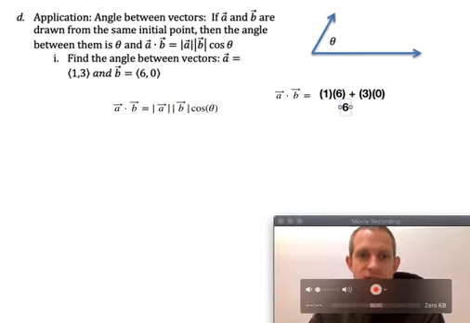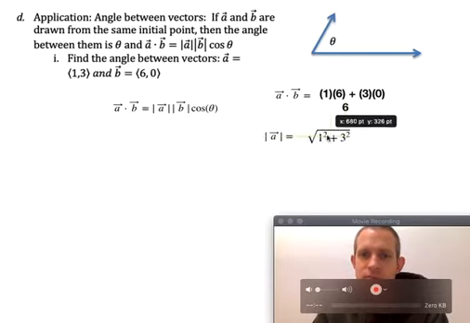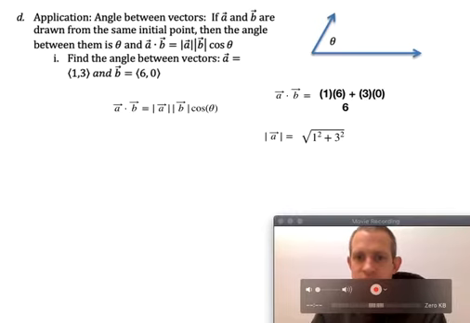Now let's go about finding the length of A. Remember the length of A, we used the Pythagorean theorem. And so we'll take 1 squared and 3 squared and take its square root. So there's the length of A. 1 squared is 1, 3 squared is 9. So when we add those together, we get 10. And so the length of A is the square root of 10.